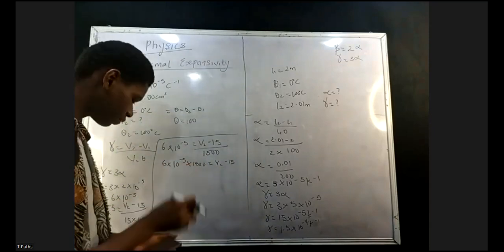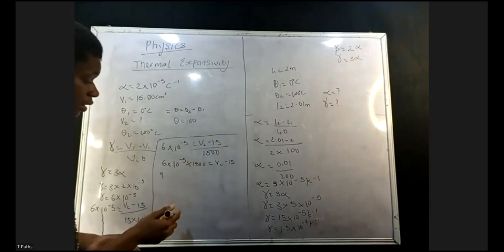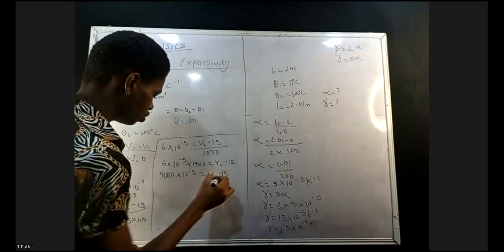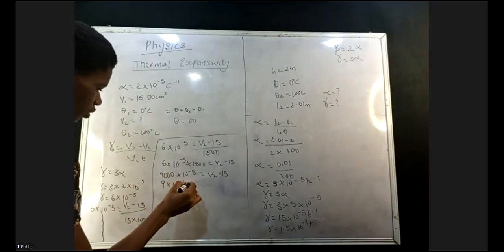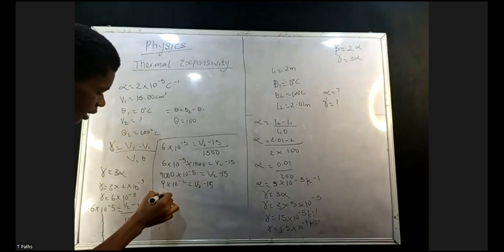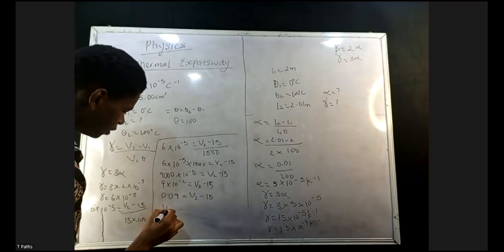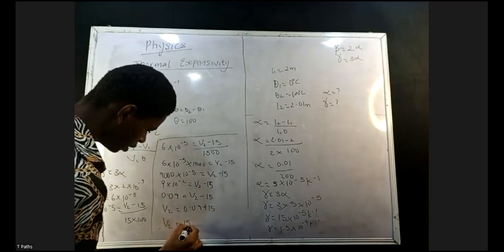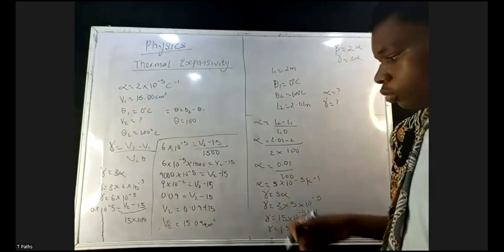So here I'm going to multiply this by this. Let me just do it directly. 6 times 1500 is 9000, so 9000 times 10 to the power minus 5 is 9 times 10 to the power minus 2, equal to V2 minus 15. So I bring this to this side and it becomes plus. This is the same as 0.09 equals V2 minus 15. So V2 equals 0.09 plus 15, and V2 is equal to 15.09 centimeter cube. So my answer there is 15.09 centimeter cube, which is option B.